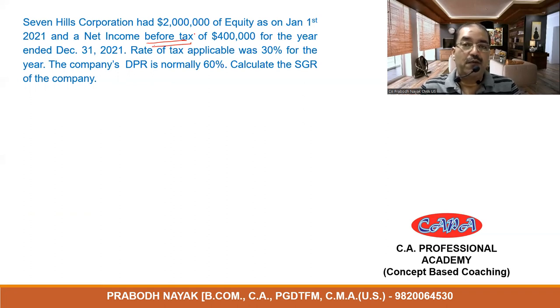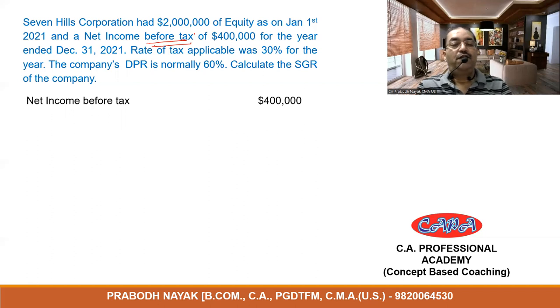Company's DPR is normally 60%. Dividend payout ratio is 60%. That means 60% of the profits are paid, so 40% of the profits are retained. Retention ratio is 40%. Still, we'll calculate the SGR of the company.